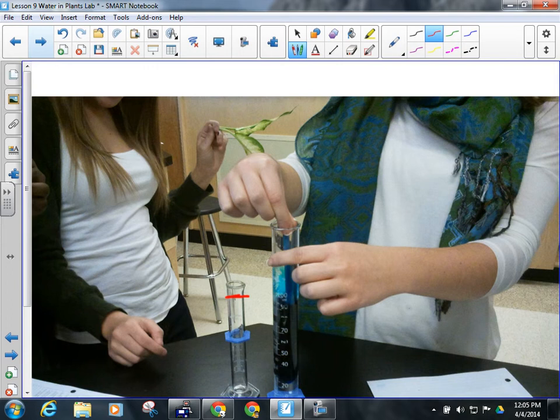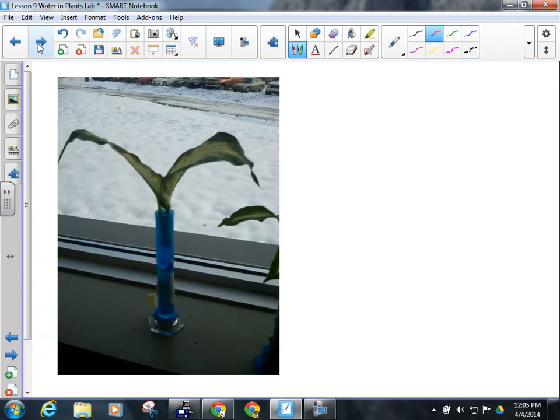So put your thumb over the end, okay? Go back to your lab station where you have your graduated cylinder with your finger over the top. Then quickly take your thumb off and put the plant in there. Everybody with me? You've got to do it quick. We don't want to get any air in there. When it's all said and done, it should look something like this.